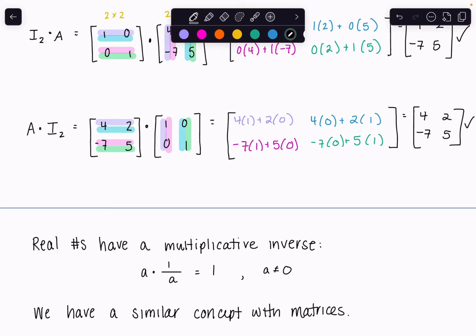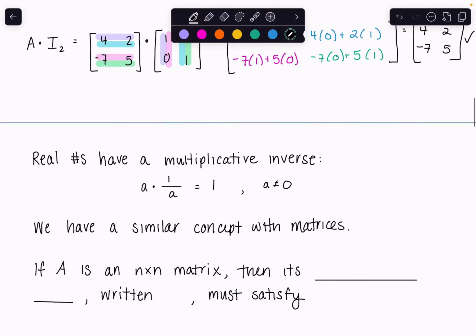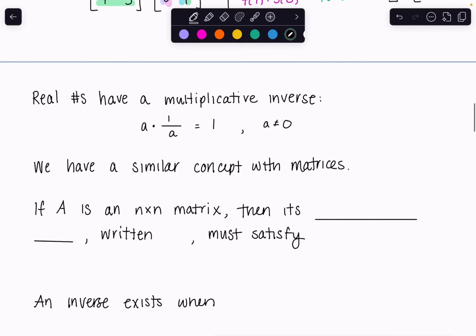So we have the same idea with matrices. We have a multiplicative inverse, which gets you back to that identity number, or in this case, the identity matrix. So if A is an n by n matrix, then its multiplicative inverse, which is written as A to the -1, must satisfy the following.